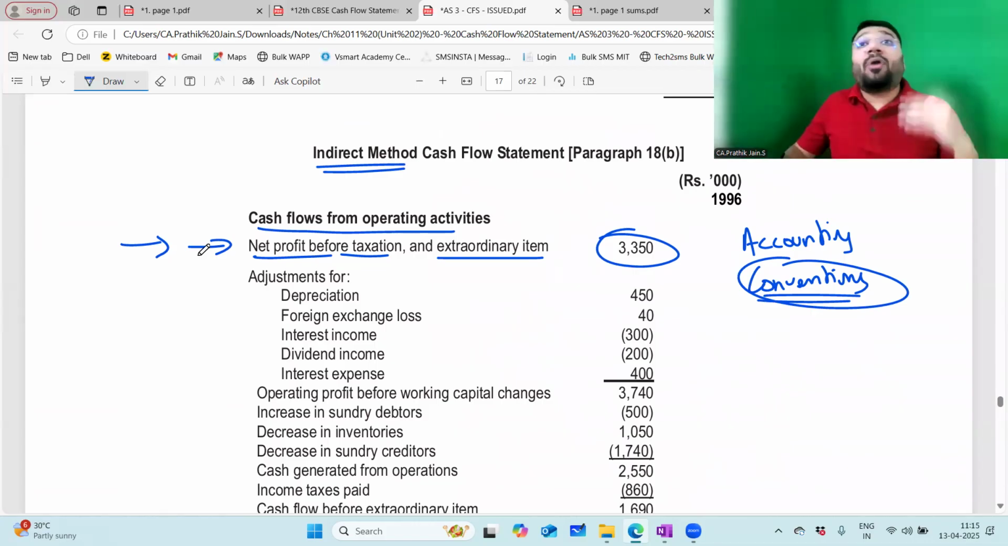I can take even net profit after tax as a starting point. You can take surplus also as a starting point. There's no format that is given. You can take whatever you want to take. But to have uniformity, what is ICAI doing? ICAI is taking this as the starting point.